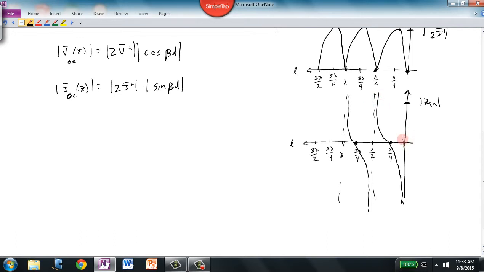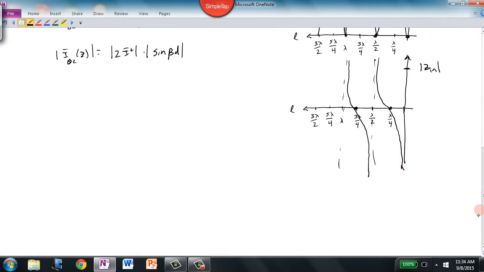So at the load, the input impedance appears as an open circuit. At lambda over 4 from the load, the input impedance appears as a short circuit. At lambda over 2, it appears as an open circuit. And between 0 and lambda over 2, we can make it take on any value of reactance that we want to.